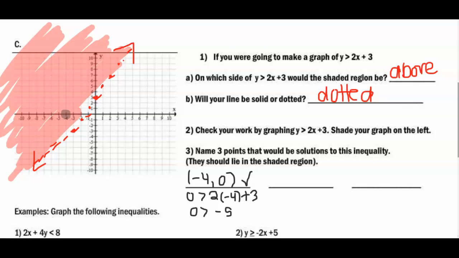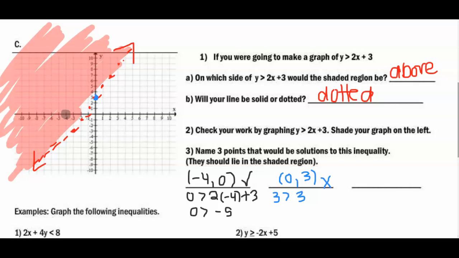Let's pick a point on the line. I always pick the y-intercept. It's the easiest point to know you're right about, right? So you pick 0, 3. So you get 3 is greater than 3. Is 3 bigger than 3? No, so that is false. So we're happy because it doesn't work. And we said it shouldn't work because my line is dashed. So we're happy about that.